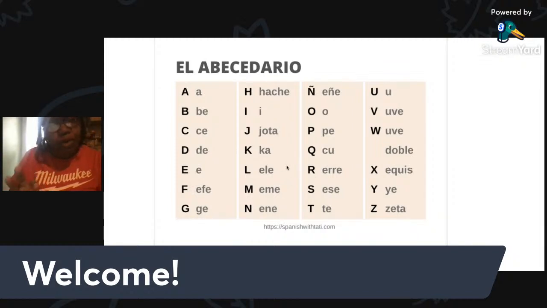So a few of them are interchangeable, and so you have to really pay attention to how native speakers say the word in order to know how it's pronounced. Te, make the t sound, right? U, uve or ve, uve doble, which makes the w sound.